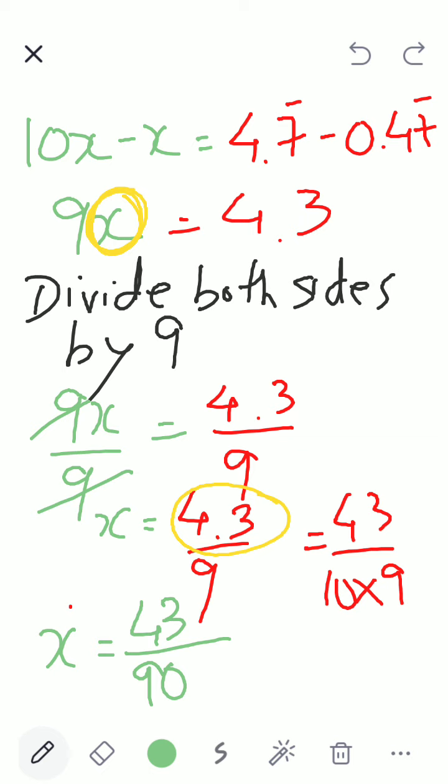So I got x is equal to 43 by 90, equal to, what is the decimal? 0.47 bar. Got it, children?